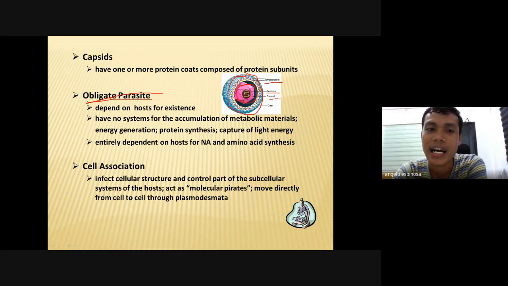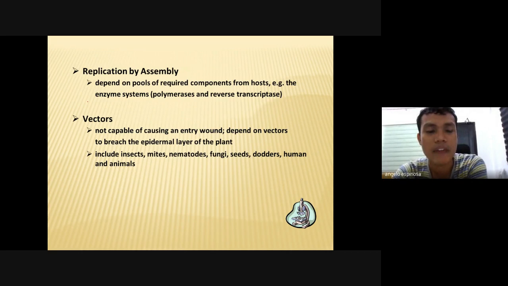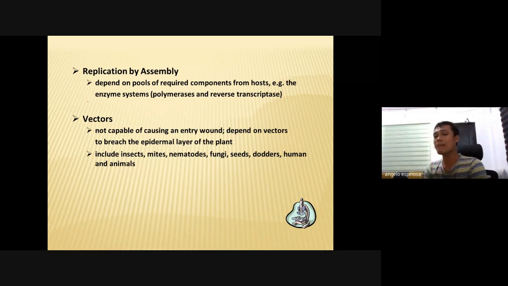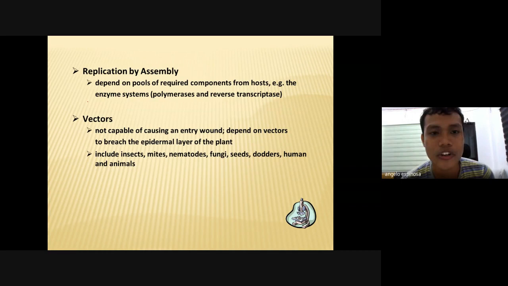Okay? Virus is replication by assembly. Again, bakit siya replication by assembly? Because the virus cannot replicate itself. Bakit? Nakadepend lang kasi siya sa host. As long as there is a host, that's the time na magkakaroon ng replication. Kaya nga tinawag siyang replication by assembly.